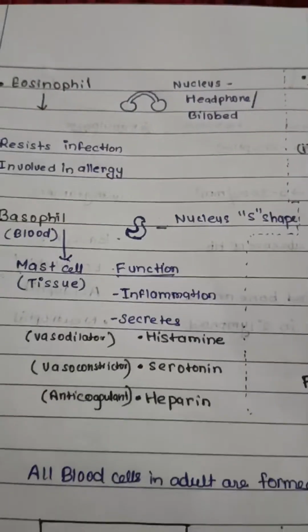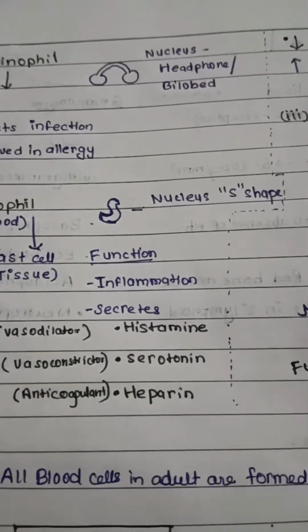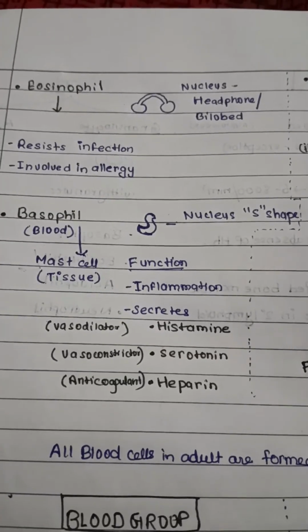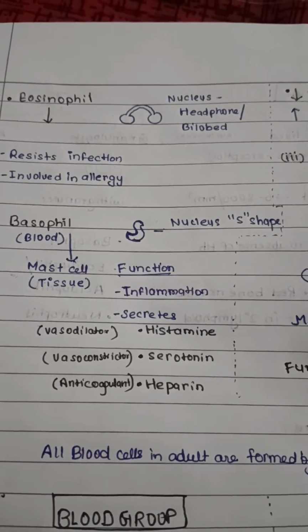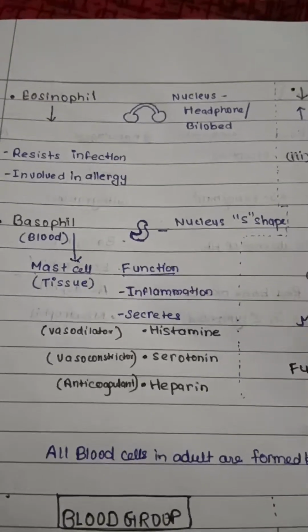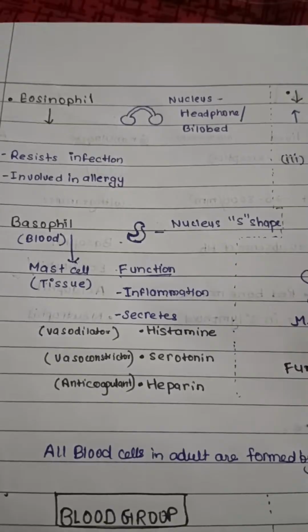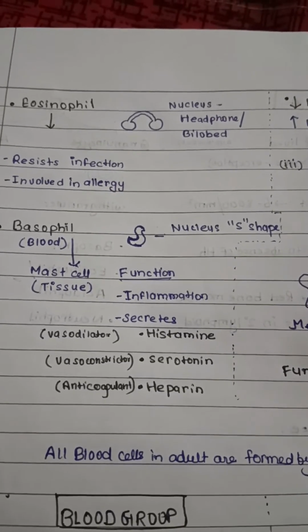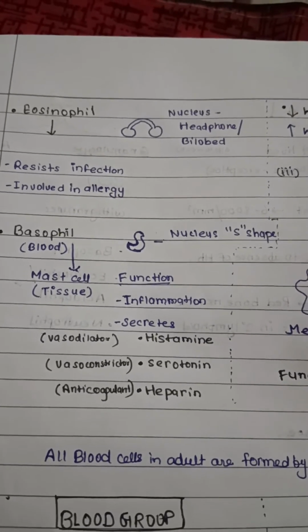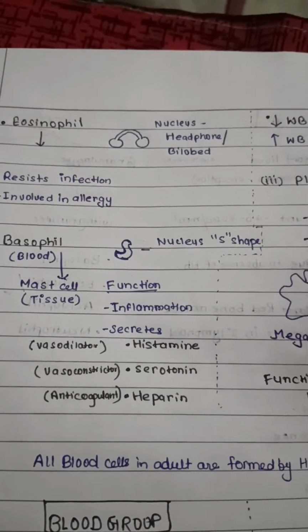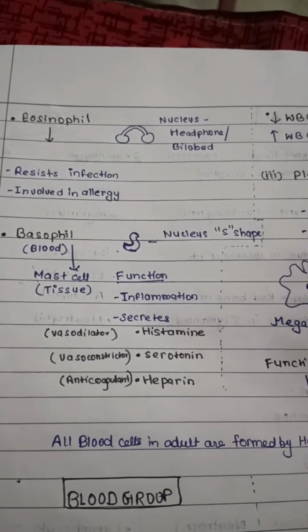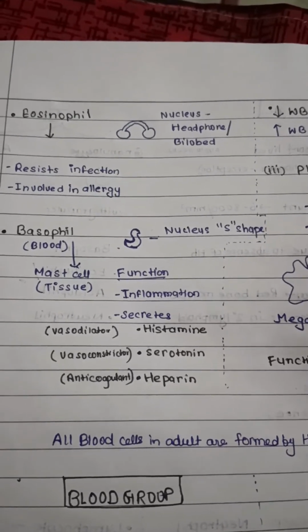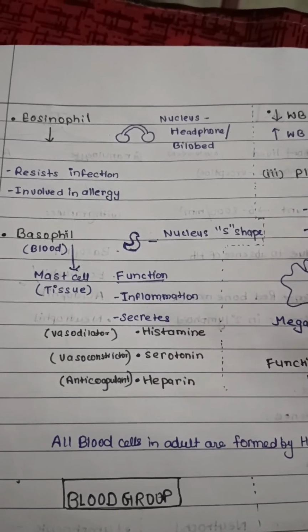The eosinophil resists infection and is involved in allergy. Nucleus is bilobed, like a headphone. Basophil is in blood. It is known as mast cell in tissue. Its nucleus is S-shaped. Function is inflammation.